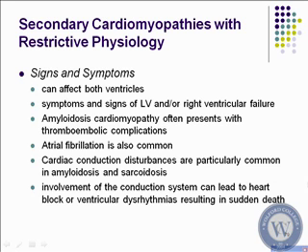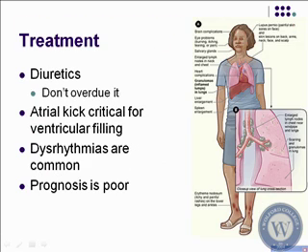Amyloidosis cardiomyopathy often presents with thromboembolic complications as well. There's also embedding of the amyloid into the vasculature itself, so you get some disease process that affects the peripheral tone. Atrial fibrillation is also very common, and you can get significant cardiac conduction defects. Involvement of cardiac conduction can lead to heart block and ventricular dysrhythmias.